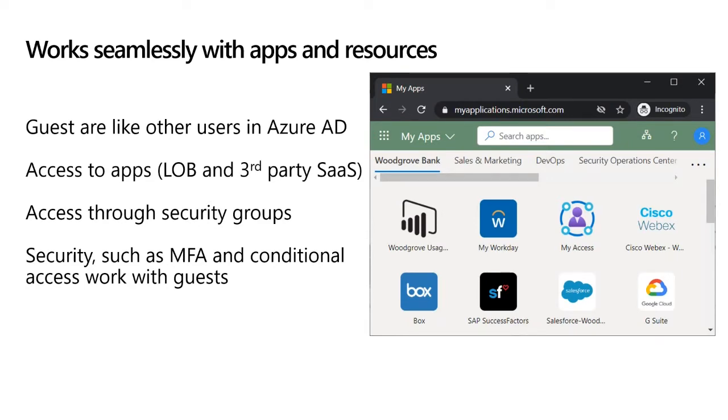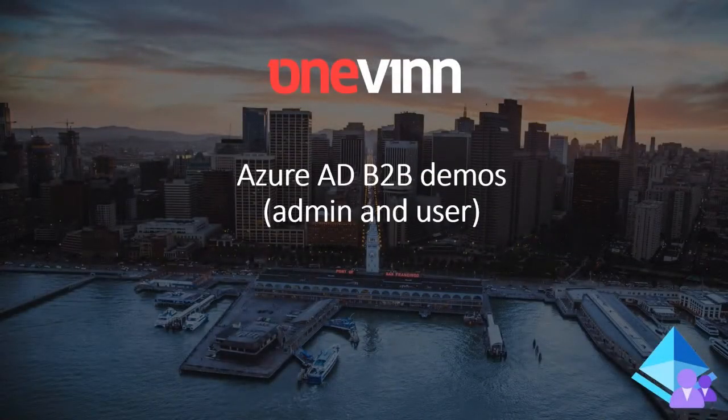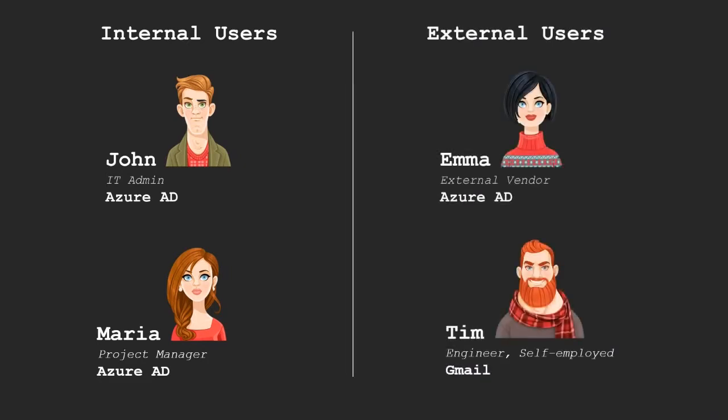So I thought we'd take two demos here where we try to invite users. We have one from an admin point of view, and we also have another one from an end user point of view. So a little setup. We have two internal users. We have John, who is an admin in our tenant. And we also have Maria, who's a project manager. And we want to invite two different types of users. We have an external vendor that uses Azure AD already. And we also have another user, Tim, who uses Gmail, just to see the difference here.